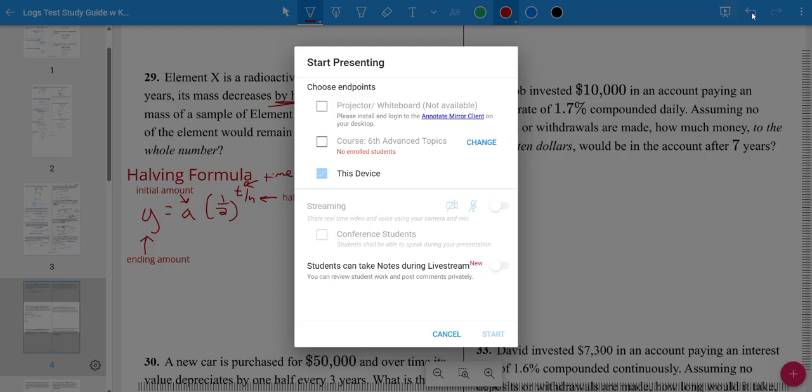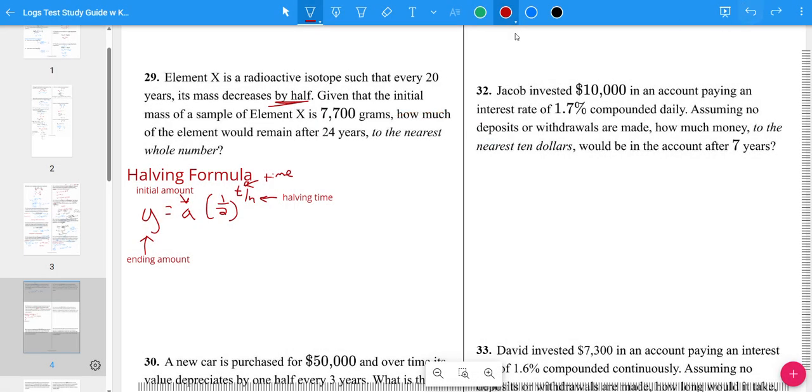So let's go through and see. We start with every 20 years, it decreases by half. So my halving time is 20. The initial mass is that. So A is this. How much of the element would remain? We don't know Y, the ending amount. And we know that this is our time.